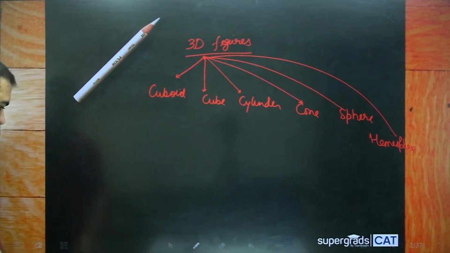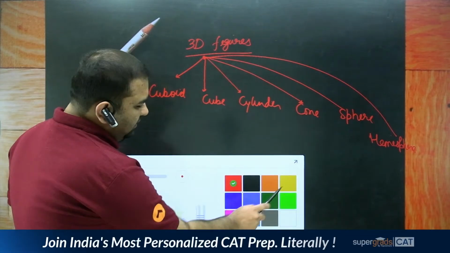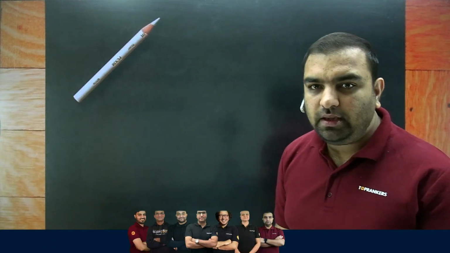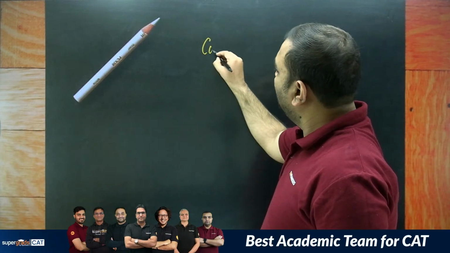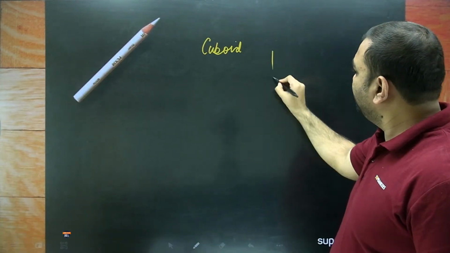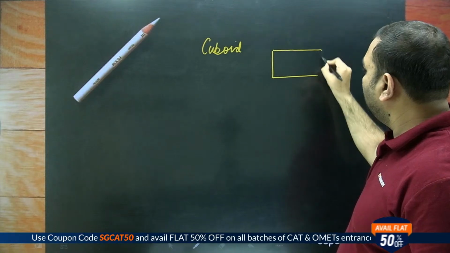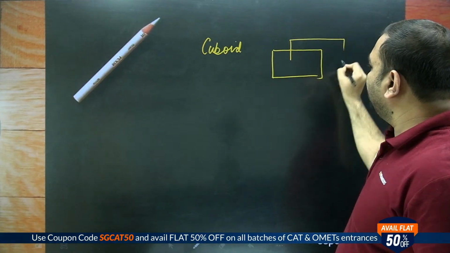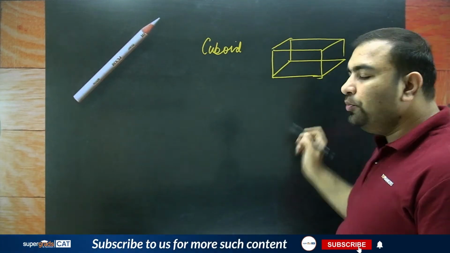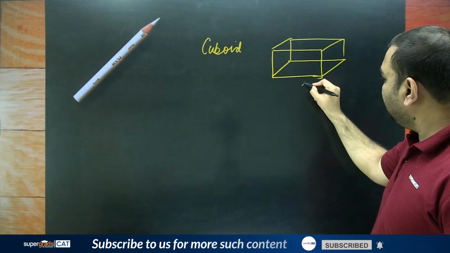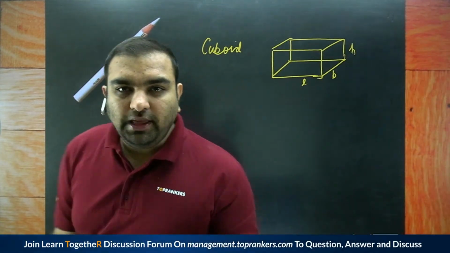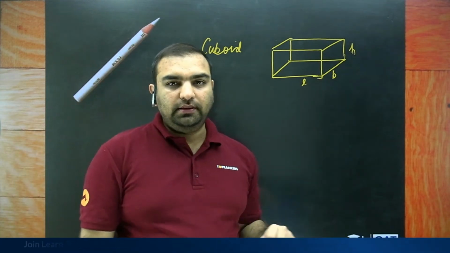Let's see one by one. First, I am picking up the figure name as cuboid. It's a box-like figure or a room-like figure having length, breadth and height. It is a box type structure or a room type structure having length, breadth and height.